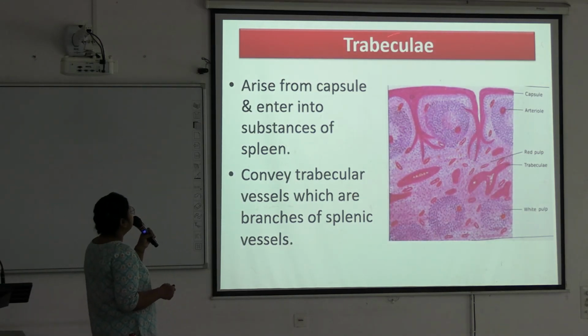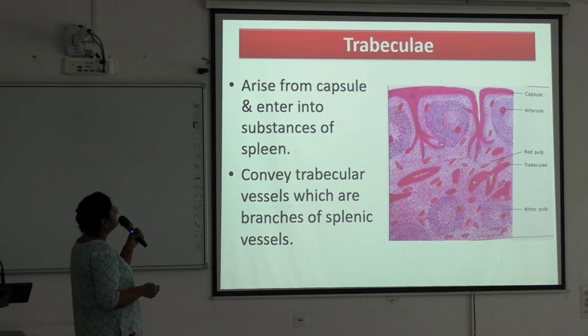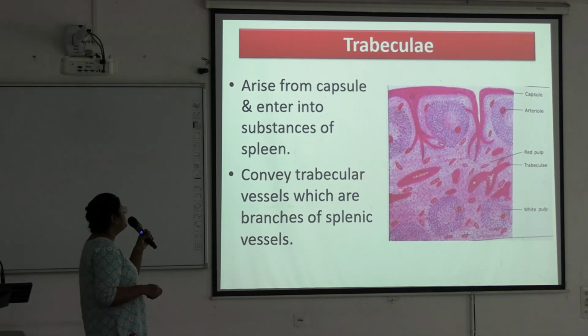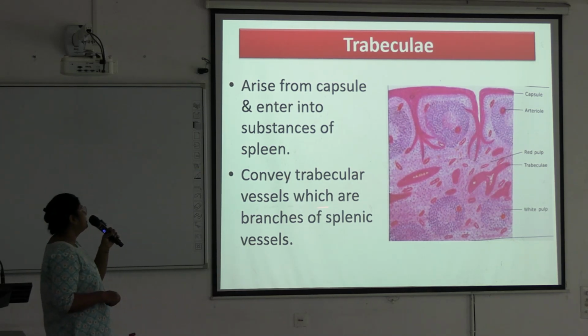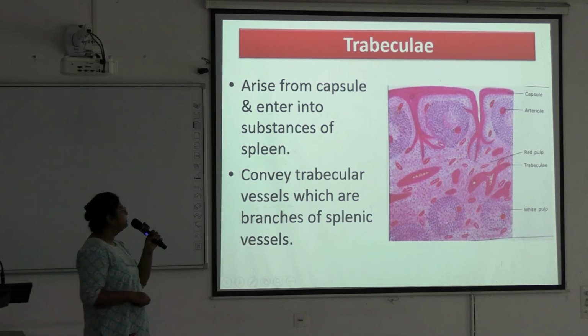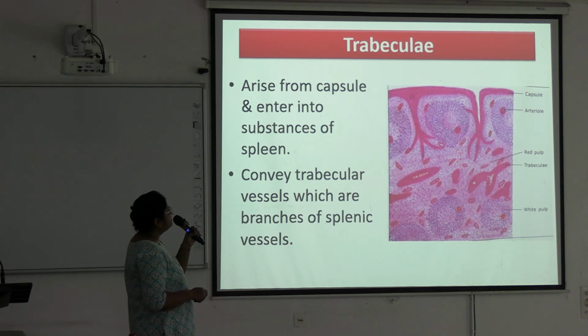Next we go to the trabeculae. These are the trabeculae; they arise from the capsule, you can see, and enter into the substance of the spleen, and they convey the trabecular vessels, which are branches of the splenic vessels. Here you can see sections of vessels within the trabeculae. These are also sections of trabeculae, with sections of vessels within them.